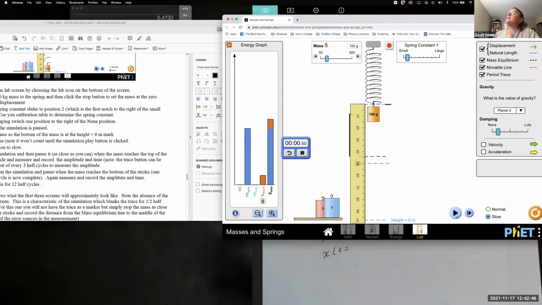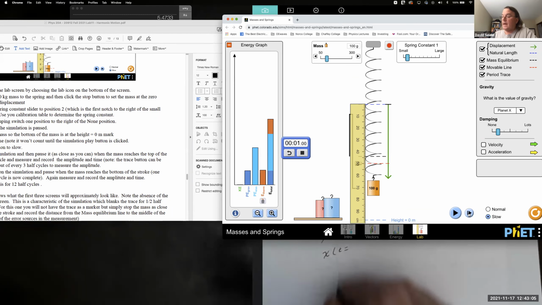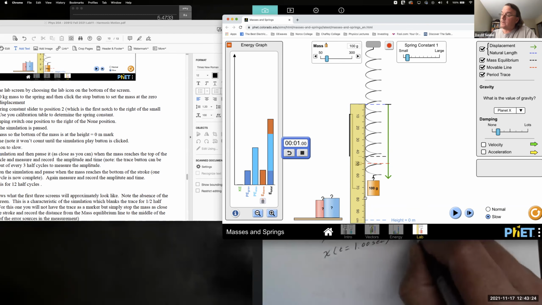Again, we're going to watch the kinetic energy plot here. Up, coming back down, pause it, step forward till it goes to the bottom. And that's going to be at 1.00 seconds. And the bottom is going to be 10, 20, looks like about 27 centimeters.